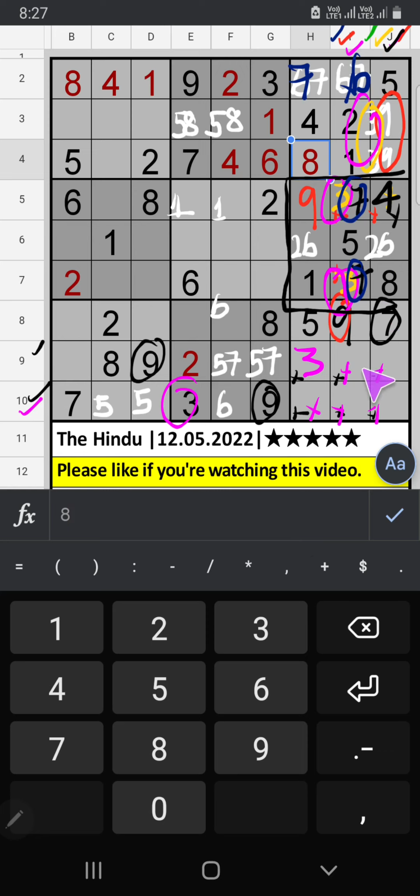Column I, 2 numbers are remaining, 4 and 8. 9th row, we already have 8. So 8 can come in the cell. 8 is confirmed here. Then 4 is here.